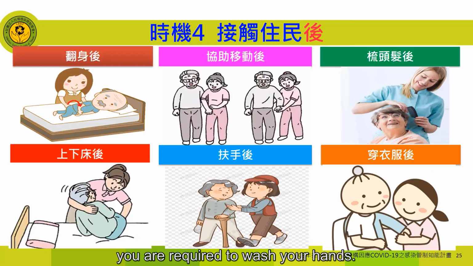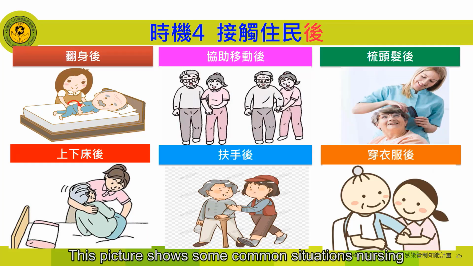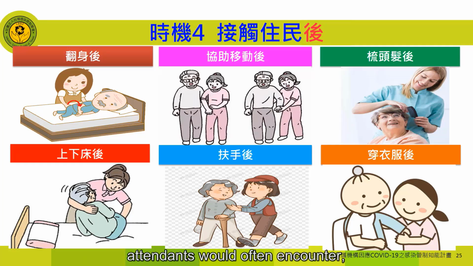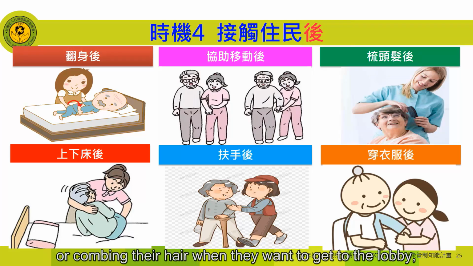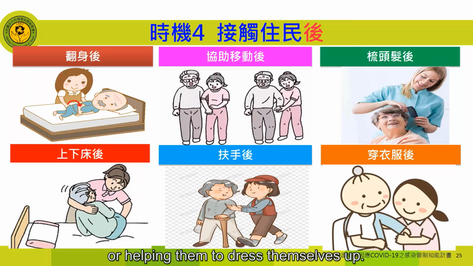This picture shows some common situations nursing attendants would often encounter, such as turning over the body for the residents. After doing so, you must wash the hands. After touching the residents, such as helping them to get on or off the beds, or supporting them when they are moving, or combing their hair when they want to get to the lobby, or helping them to dress themselves up. After doing so, the staff have to wash the hands. These are moment 4.